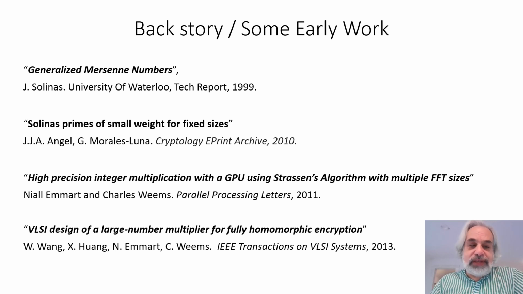So I discovered that in 2011, and I built a multiplication library on the GPU. And as part of that work, I started to research who may have found this prime prior to my work. And it turns out two papers earlier than that had covered it. Jerome Solinas published a tech report in 1999 where he described this class of generalized Mersenne primes. And then there was a follow-on paper by Angel and Morales-Luna in 2010, which had the specific Goldilocks prime in it. But I think my paper, this one in 2011, was the first one that actually used it in NTT.